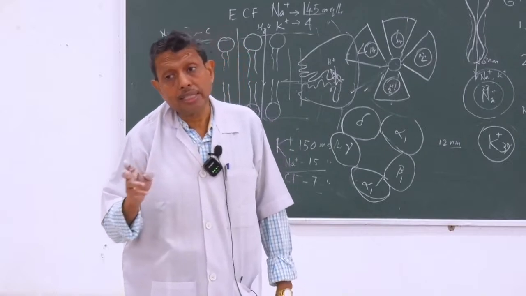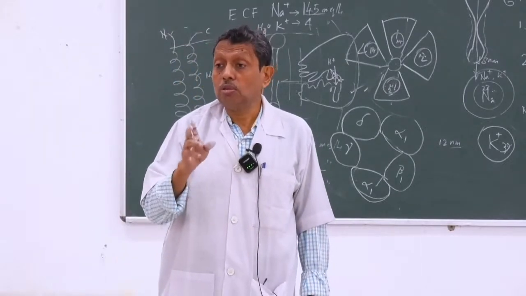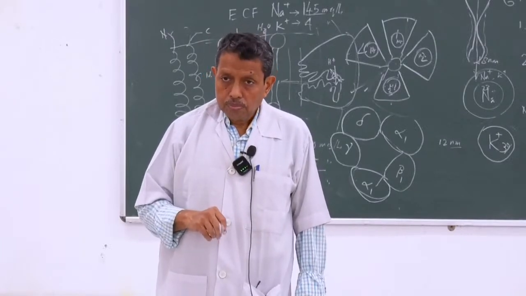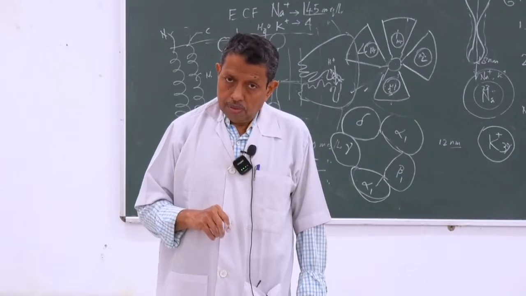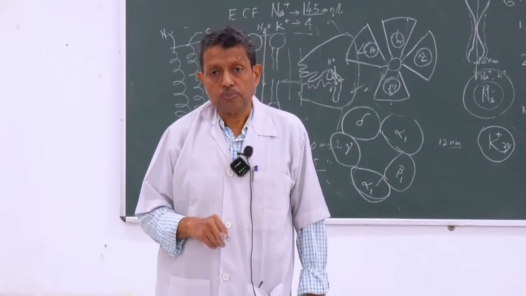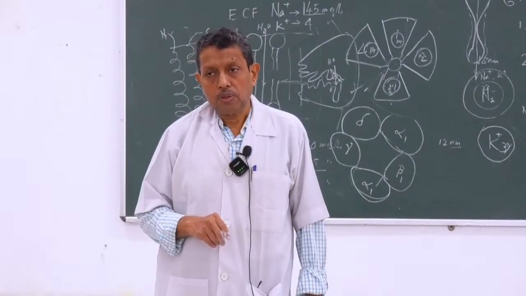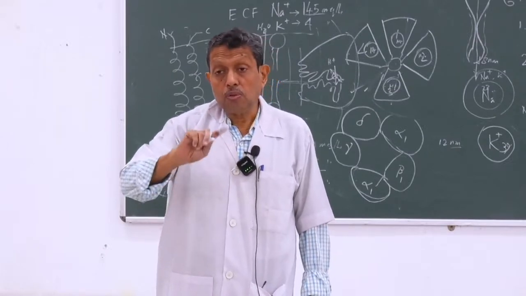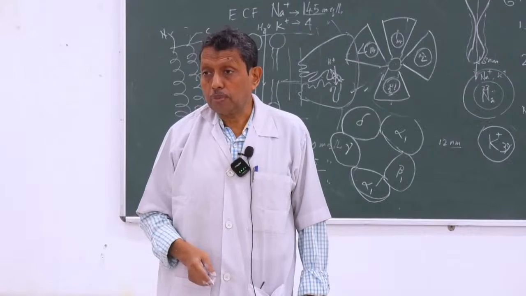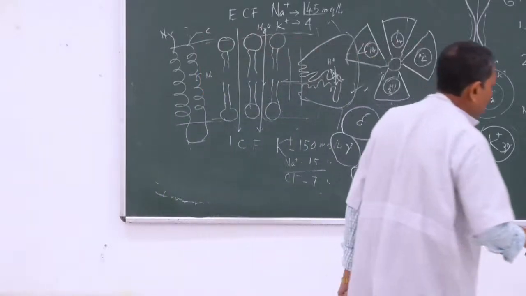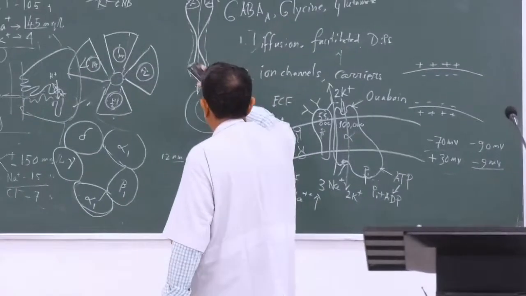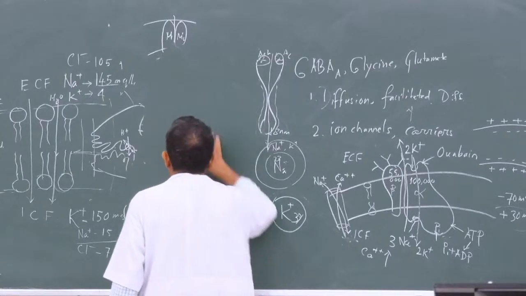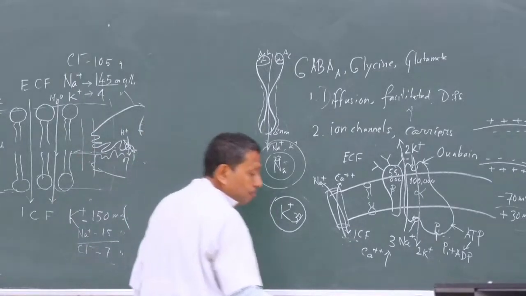There are some other cases where the cell uses this sodium gradient to carry another molecule, and it is called secondary active transport. It may be within the cells, from outside to within, or from within to outside. It is called secondary active transport. Suppose in case of epithelial cells, they are disposed in such a way.